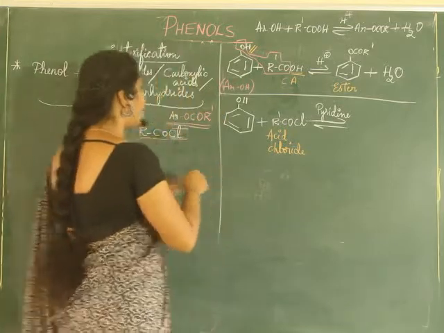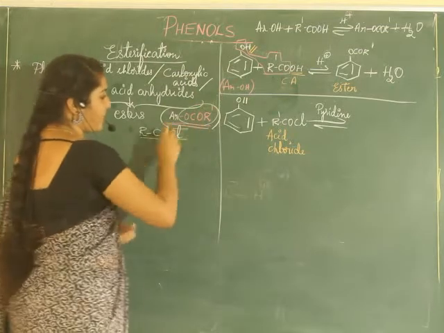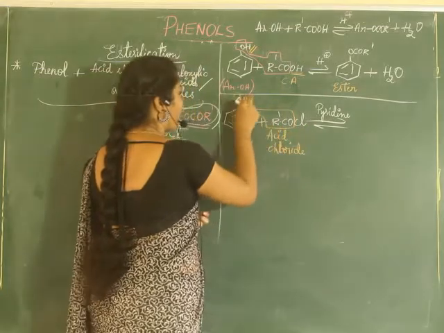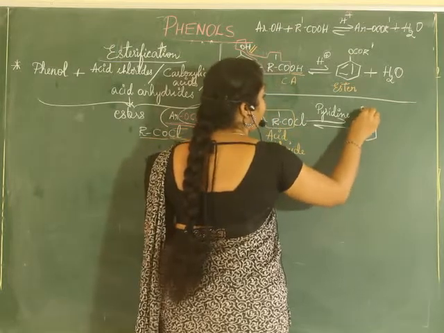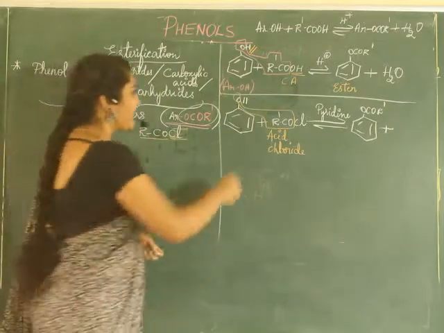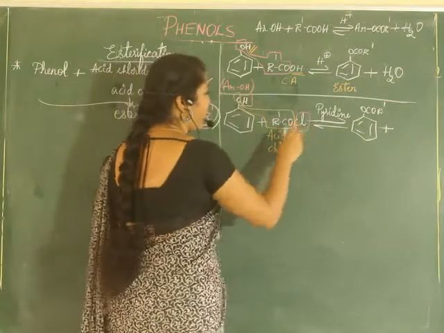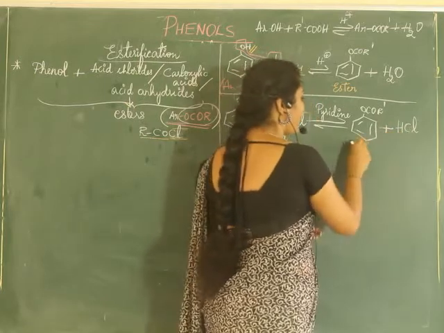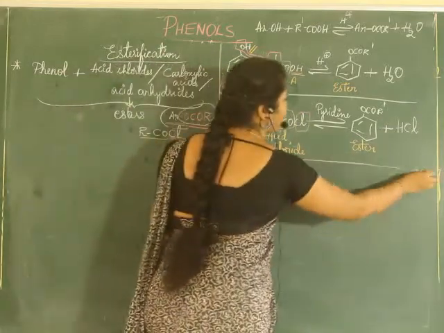Now here again, what has to form? We know the formula for esters. What is the formula for ester? To the aromatic ring, OCOR dash should be attached. So it becomes the benzene ring with OCOR dash, plus. What is the byproduct now? Here H plus Cl minus forms HCl. Now what is formed? Formed is ester. Clear? Let's move on to the next reaction now.